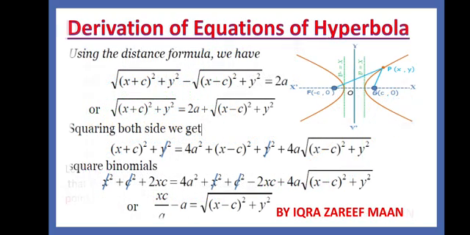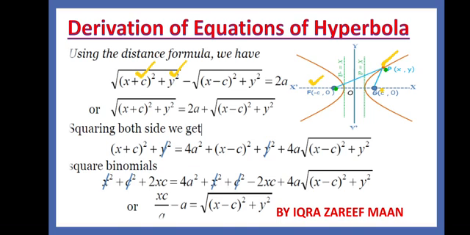Now we are going to calculate the distance FP and the second distance PG by using the distance formula. First of all, the distance between P and F. We subtract the x coordinate of F from the x coordinate of P, that is x minus (minus c), which gives us x plus c, whole square, plus y square, as y minus 0 squared gives us the y square value.